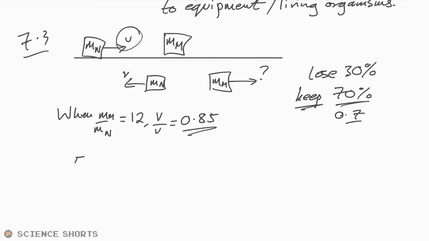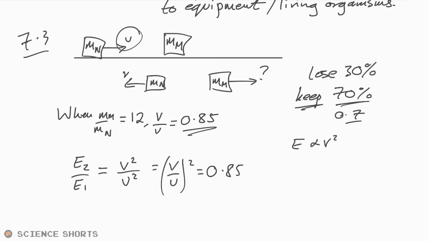So if we're looking for energy, then we're looking for the energy after compared to the energy before. And so as we know that kinetic energy is proportional to V squared, it's half mv squared, we can say that this ratio is therefore equal to the speed after squared divided by the speed before squared. Like we said, ratio, just replace top and bottom with what they are proportional to. And so this actually ends up being the ratio V over U all squared. And so we're just saying 0.85 squared, and that gives us 0.72. So there we go. Kept about 70% of its initial kinetic energy.